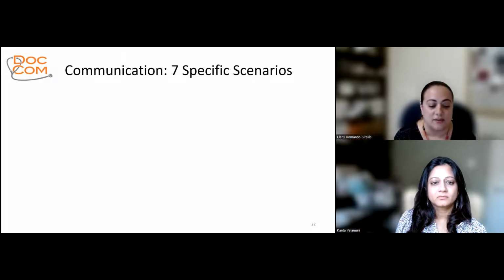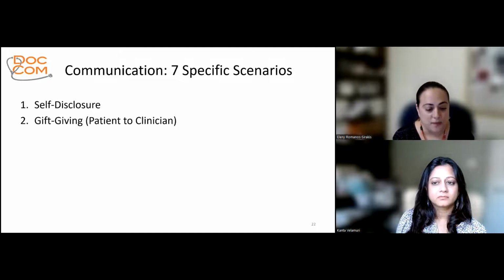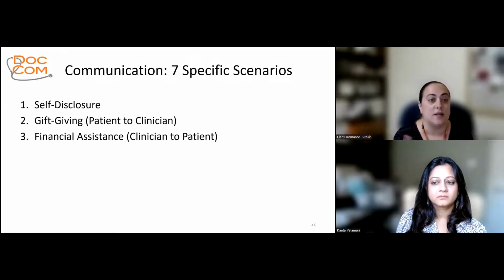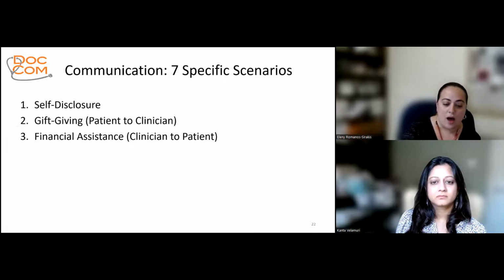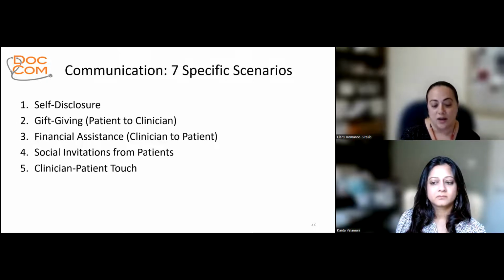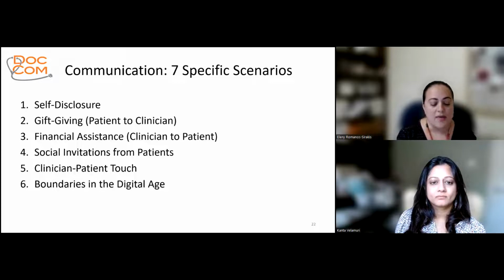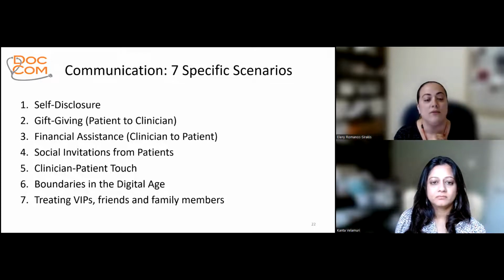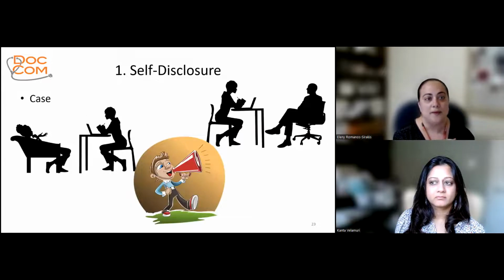We're going to look at self-disclosure, gift giving, and that's from the patient to the clinician, financial assistance from the clinician to the patient, social invitations from patients, clinician-patient touch, boundaries in the digital age. That's a new one that's really emerging and continues to emerge. And then treating VIPs, friends, and family members. So we'll start with self-disclosure.